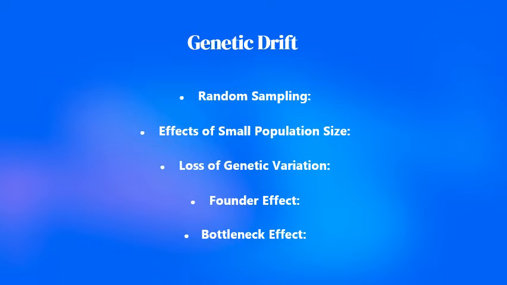A population bottleneck occurs when a significant portion of a population is suddenly reduced in size due to a catastrophic event or other factors. Genetic drift during a bottleneck can result in a loss of genetic diversity as well.